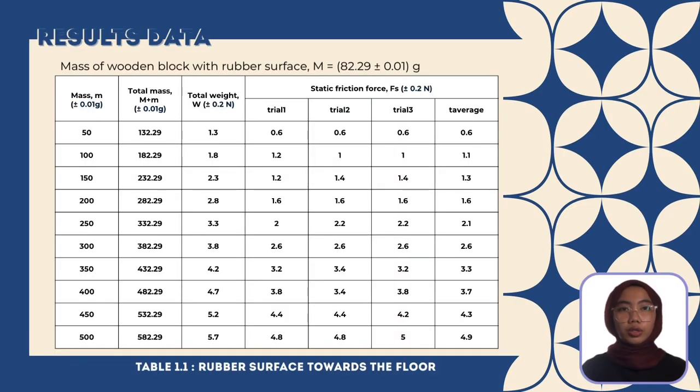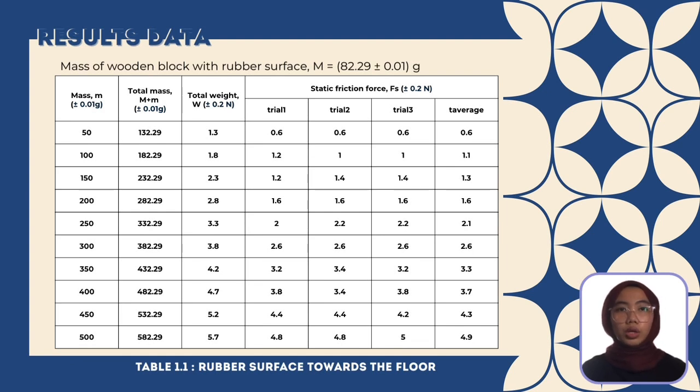In this part, we're going to see the result data of table 1.1, which is the rubber surface towards the floor. In the first column, we have masses from 50 to 500 gram with uncertainties of 0.01 gram. In the next column, it shows the total mass, where the mass of the wooden block with rubber surface, which is 82.29 gram, is added with the masses.